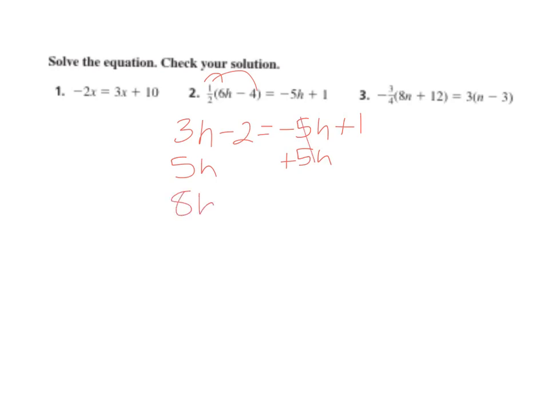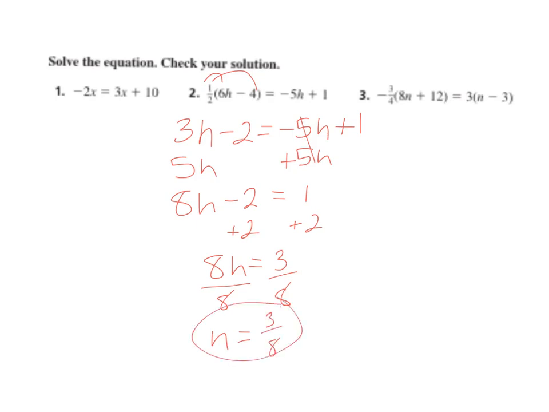So I've got 8h minus 2 is equal to 1. And then I'm going to add 2 to both sides. 8h is equal to 3. And then I'm going to divide by 8 on both sides. I get h is equal to 3/8 as a fraction.